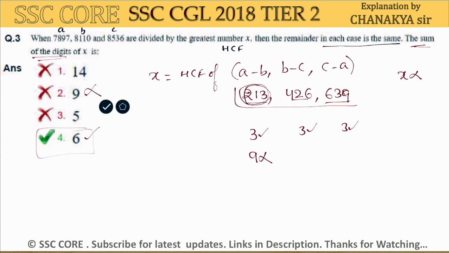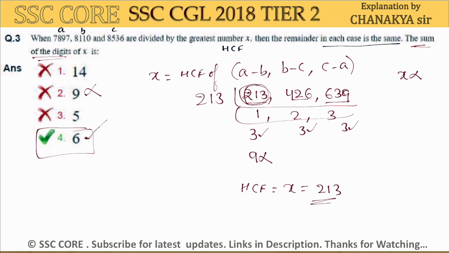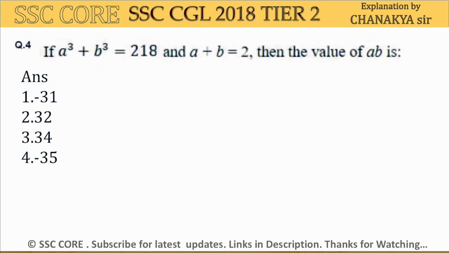Answer is option 4. Or alternatively, if you find their HCF, 213 once, 213 2 times, 213 3 times, the HCF, that is x, is equal to 213, and the sum of digits is 6. But I recommend you to go for divisibility rules. Got it?